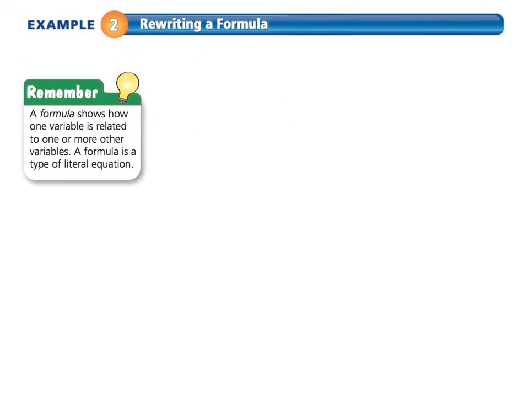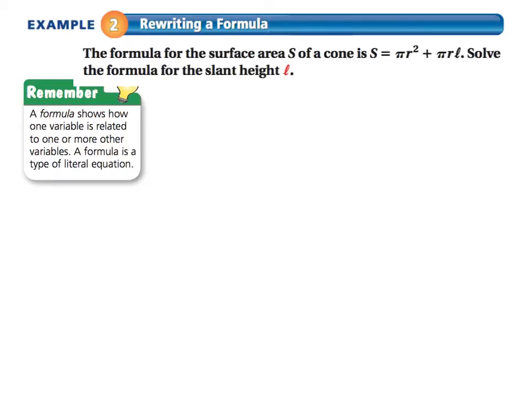In example 2, we're going to rewrite a formula. Now remember, a formula shows how one variable is related to one of the other variables. A formula is a type of literal equation. For example, the area of a rectangle is base times height. Here's what the problem says. We have a formula for the surface area, S, of a cone that's written like this. We want to solve that equation for the slant height, L. So here's my equation. S equals pi r squared plus pi r L.